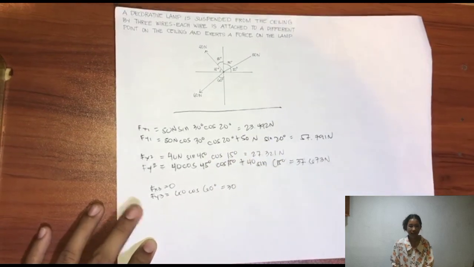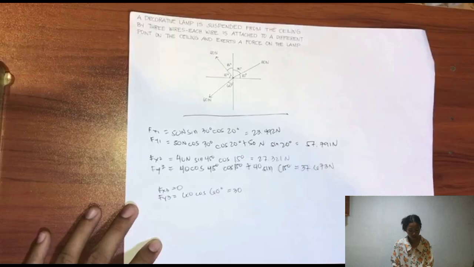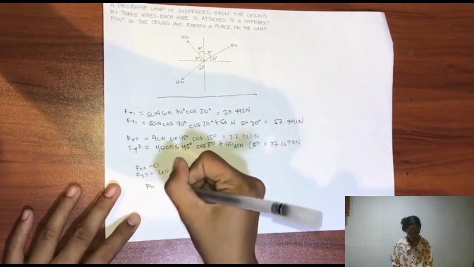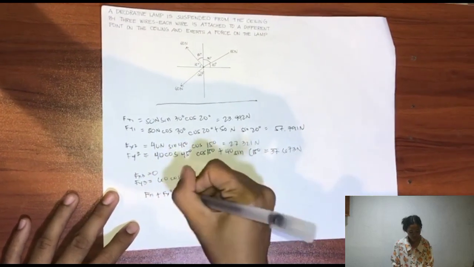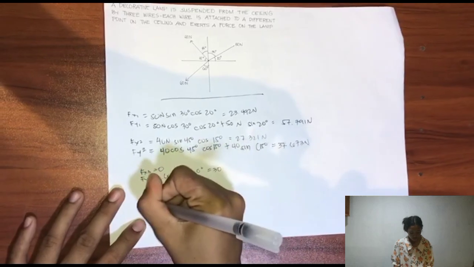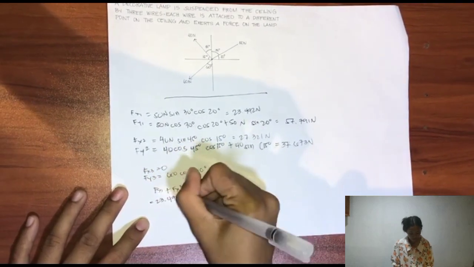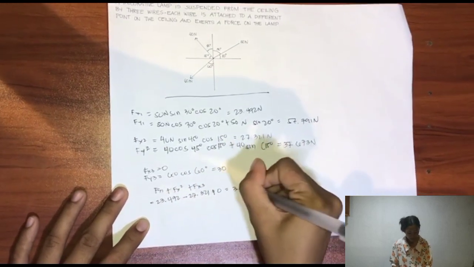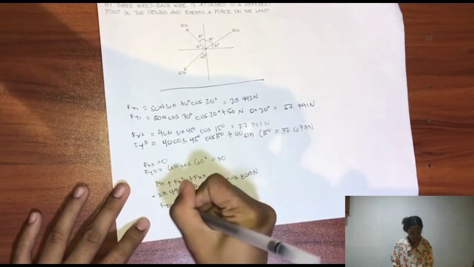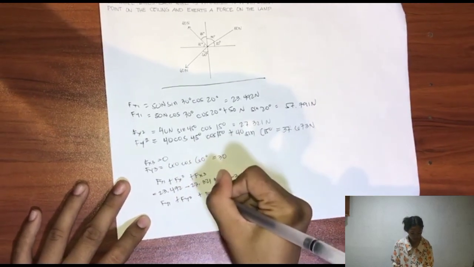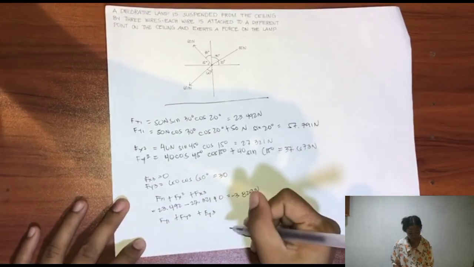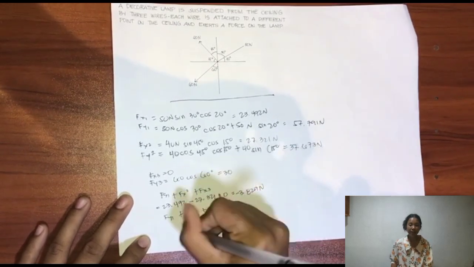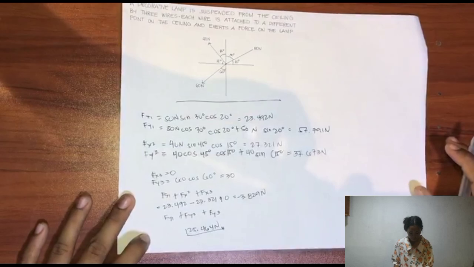So ang gagawin lang natin is i-add natin ang x component and ang y component. Unahin muna natin ang x component. Fx1 plus Fx2 plus Fx3 is equals to 23.492 minus 27.321 plus 0 is equals to negative 3.829 Newton. And then Fy1 plus Fy2 plus Fy3 is equals to 57.791 Newton plus 37.673 plus 30 is equals to 125.464 Newton.